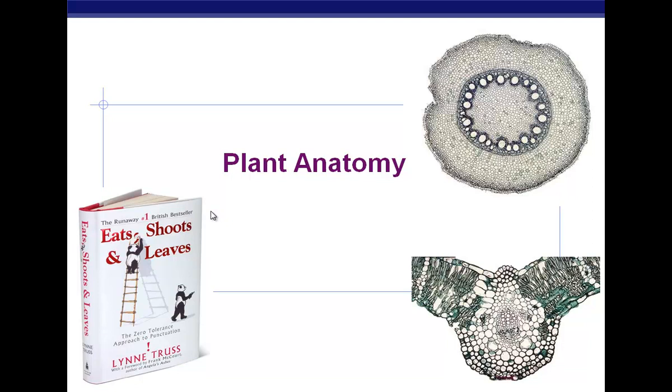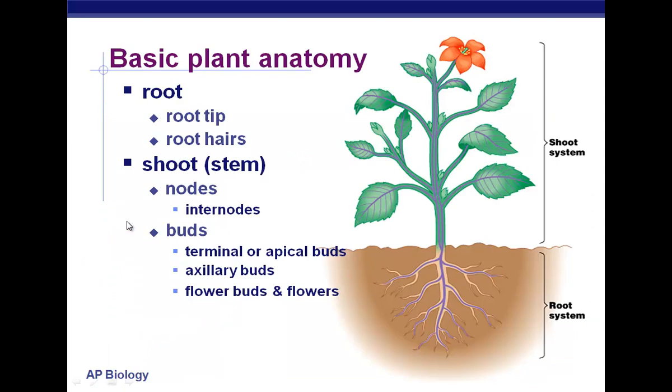So with that, we have some plant anatomy. The first thing is the fact that plants have three basic organs, if you like that word, and those would be the roots, the shoots, and the leaves, which we'll get to on another one. So you basically divide it up.